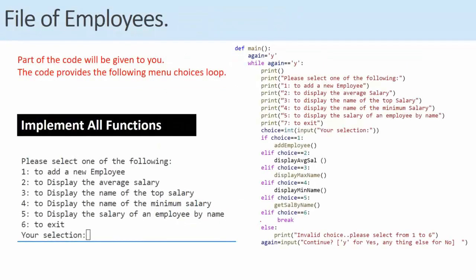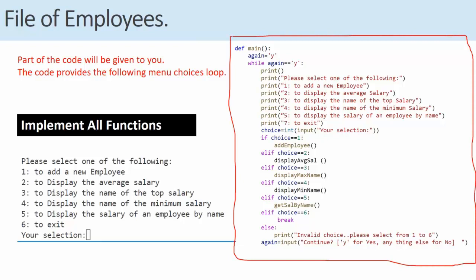So what are we going to do? We're going to implement some functions today. We have this loop available to us. This loop is going to run. If the user wants to add a new employee, then he calls which function? Add employee. Choice number 2, which is what? Average salary. Choice number 3 is what? Maximum name, minimum name, salary by name, and break if it's 6 or 7.